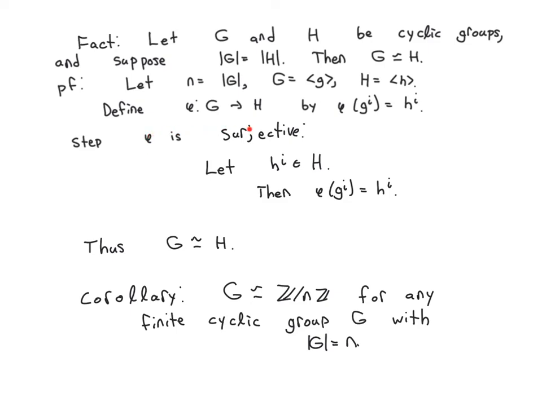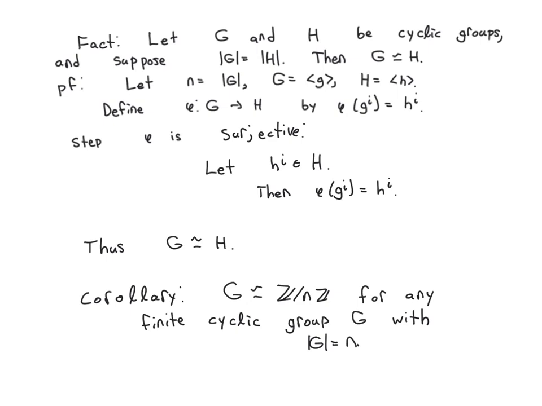Finally, we have to show this isomorphism is surjective. Take any element in the codomain, it has to be a power of h. Well, just take the corresponding power of g. Phi of g^i is equal to h^i. So we have a surjective, injective, product-preserving function. It is an isomorphism. These two groups are isomorphic.